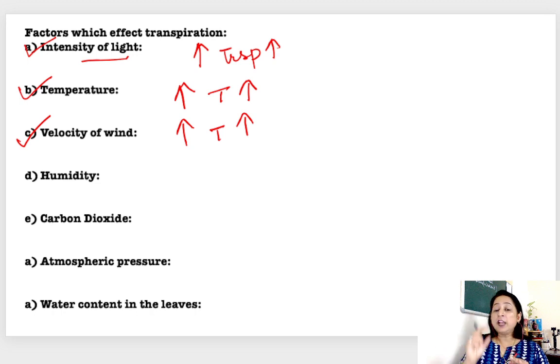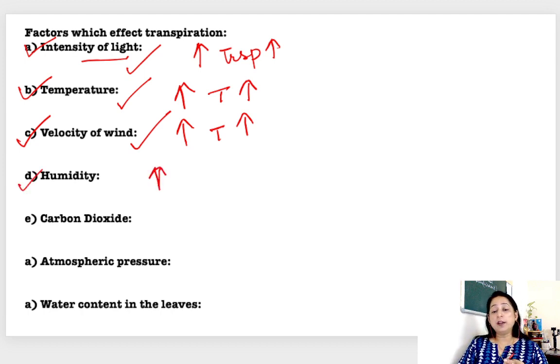So these three explain how these factors are directly proportional to the amount of transpiration taking place. Intensity is more, transpiration is more; temperature is more, transpiration is more; velocity of wind is more, transpiration is more. Next is humidity. If humidity is more, transpiration is less. Here it is inversely proportional.